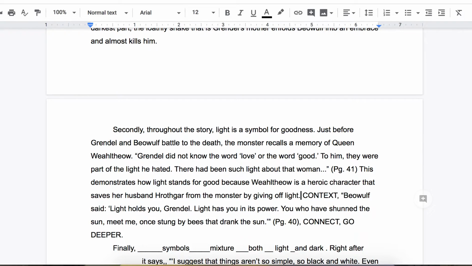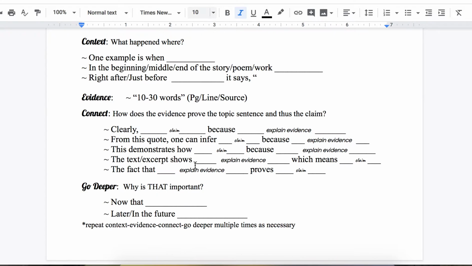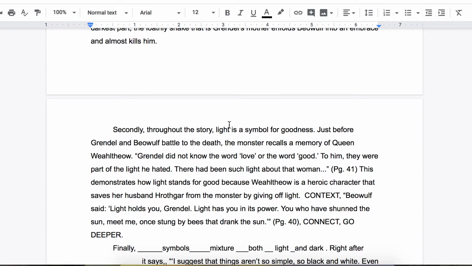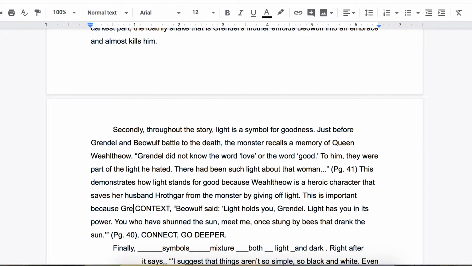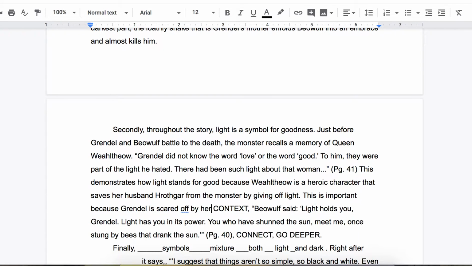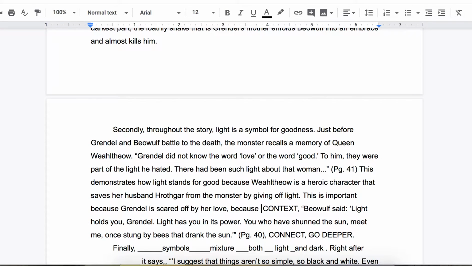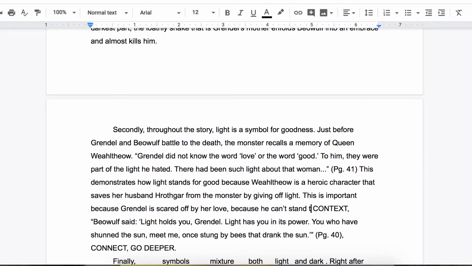So, in go deeper, we want to say why is it important that she gives off light? And what happens later. So what's important about the fact that she gives off light is, if you remember back to the book, it scares Grendel. And Grendel flees, and he decides not to kill Hrothgar. And so Wealhtheow's love has effectively saved Hrothgar from Grendel. So let's see if we've got go deeper now that later in the future, or we can use why is that important as a sentence frame. This is important because Grendel is scared off by her love because he can't stand the feeling.